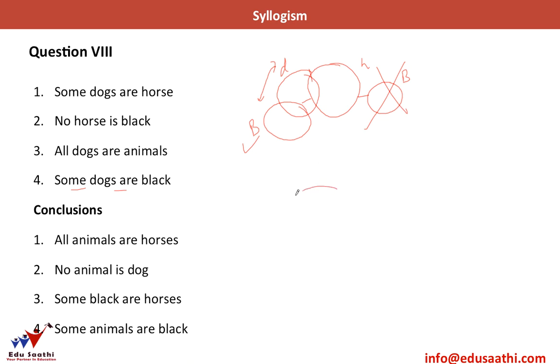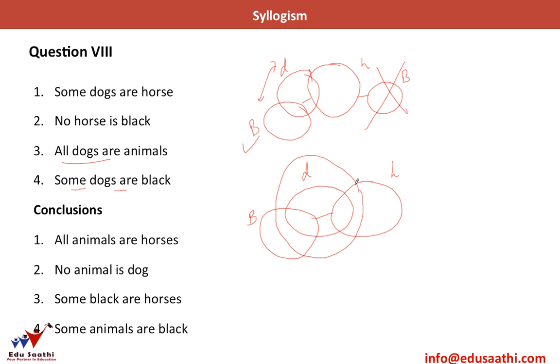So this is incorrect and this is the right diagram. So let me redraw. I have dogs here and I have horses here. This is horses, this is dogs. No horse is black. I will draw towards this side because I'm given that some dogs are black. So black has to intersect with dogs. So I have black here, and then I have all dogs are animals. So I draw a bigger circle which takes care of dogs, and I have this animal circle.